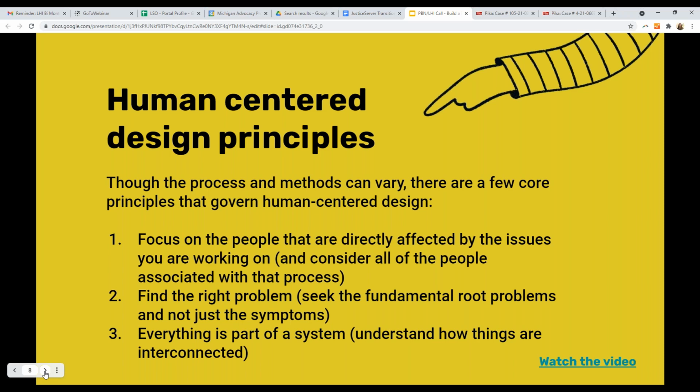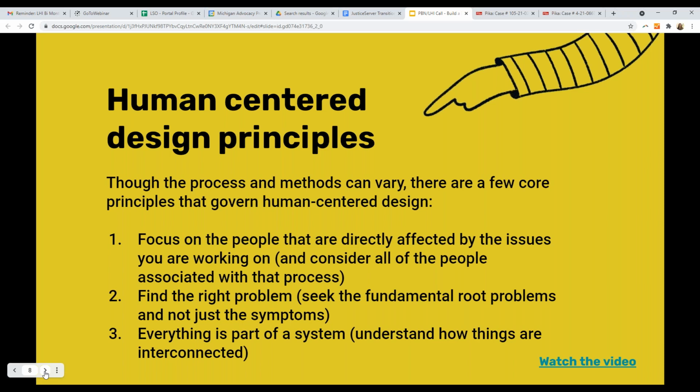It's about focusing on the right problem. So really trying to understand where those root causes and those pain points are. It's very easy to just look at the surface level and look at some of the symptoms of some of the problems. But what this really challenges us to do is dive deeper and really try to understand the root cause of a lot of the problems and how that might inform our solutions.